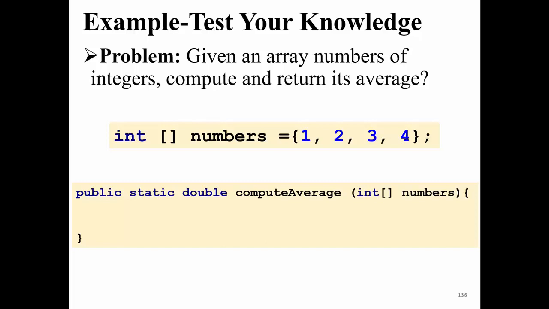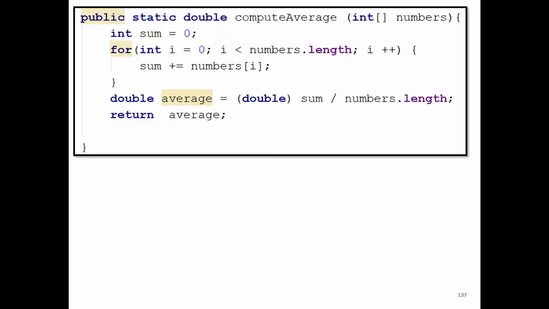Now, this is a problem. We have an array given to us and we need to compute the average. So we have an array 1, 2, 3, 4, and 5. We receive an array of integers and we would like to compute and return the average. So we need to implement public static double computeAverage, and we receive an array of numbers as an input argument. So we have to provide the implementation of this method.